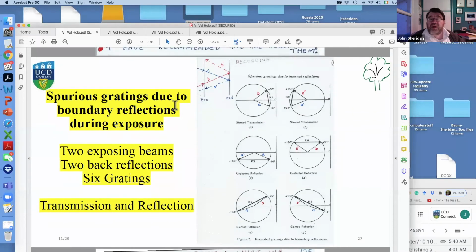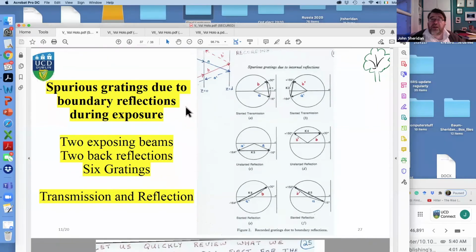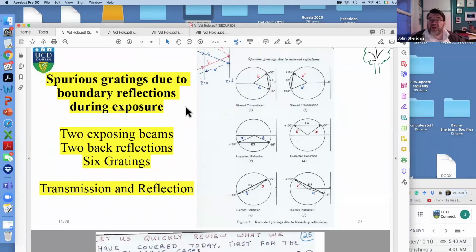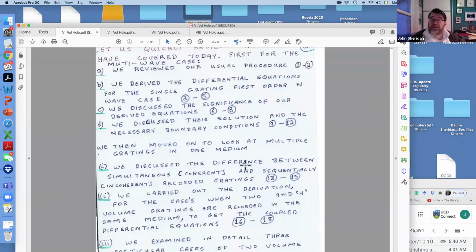And then we started moving towards the idea of simultaneous recording. One particular example was the case where we have boundary reflections, and this is where we ended the last day. I said, if we've got two beams and we've got an appreciable reflection at the far boundary, we in fact record a total of 6 gratings. These are mixed gratings. They're both transmission gratings and reflection, unslanted reflection, and also slanted reflection. So this gets quite complicated very, very quickly.